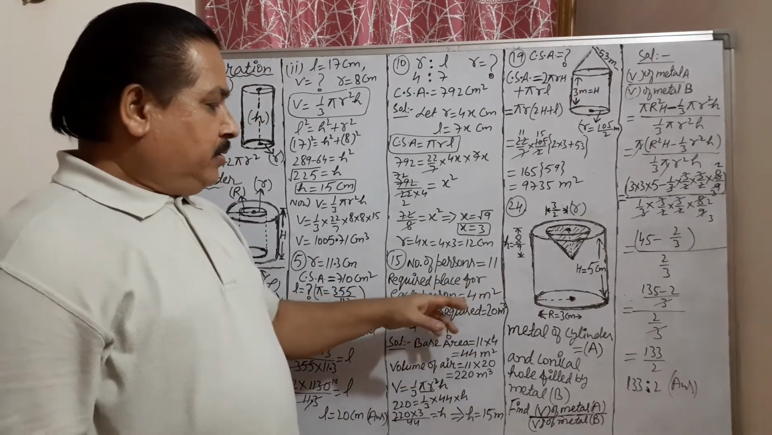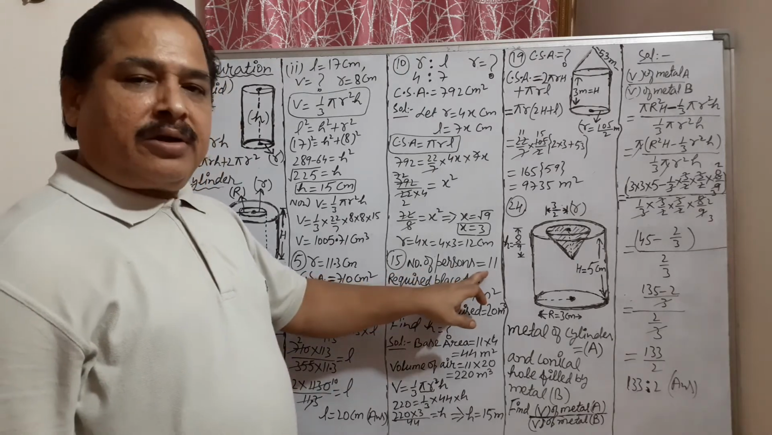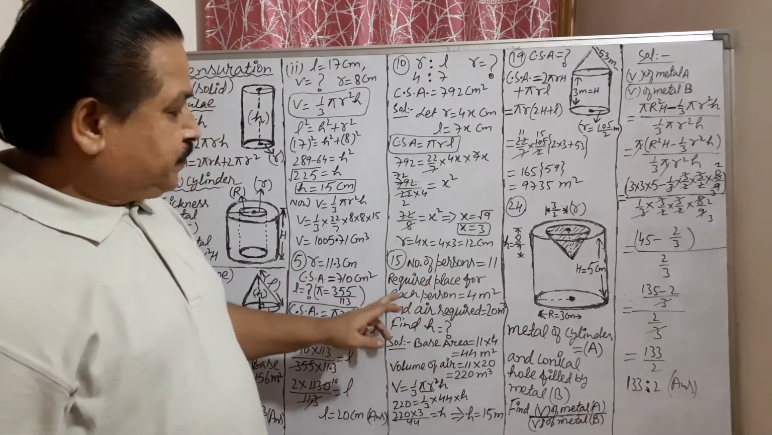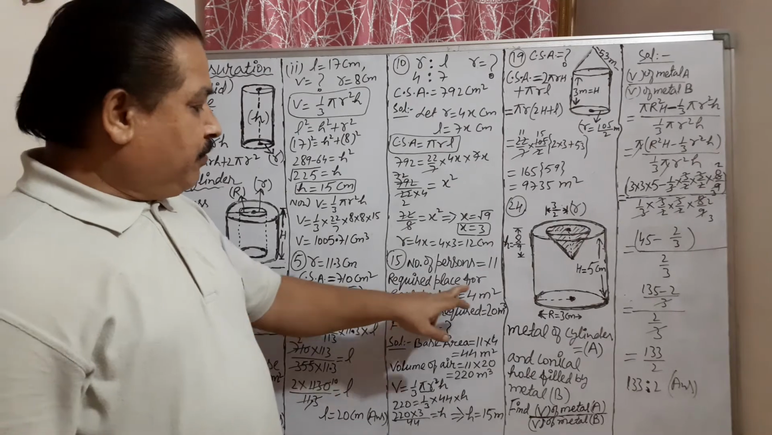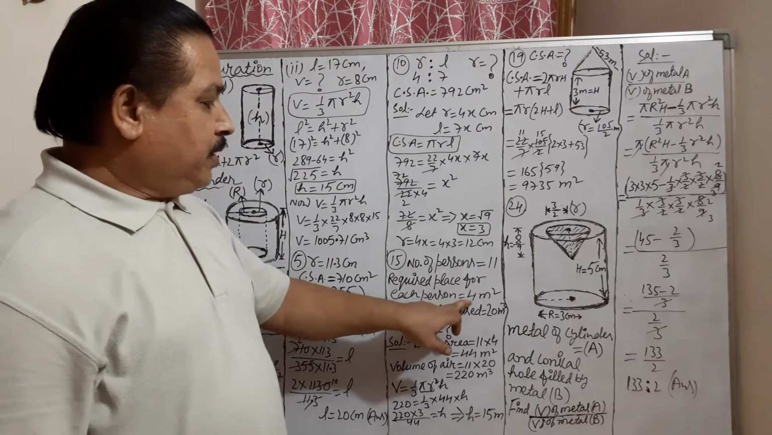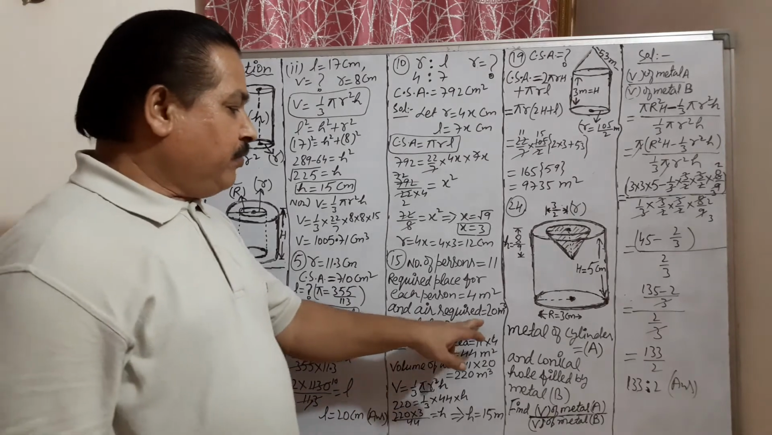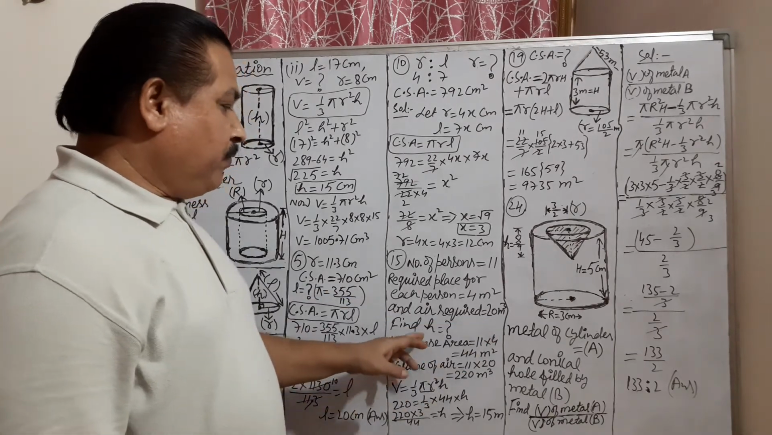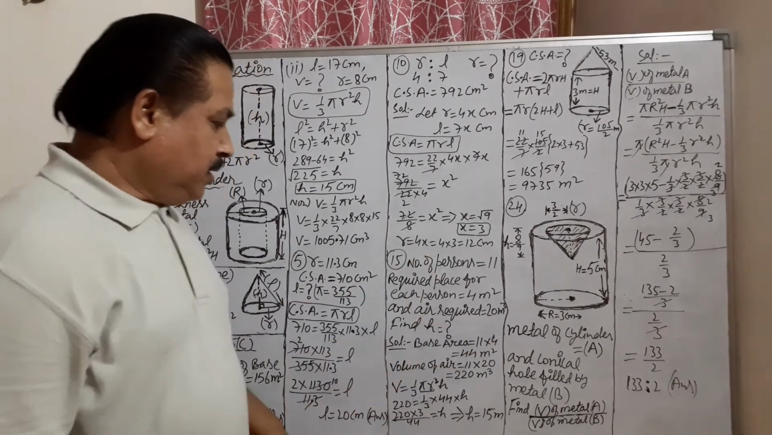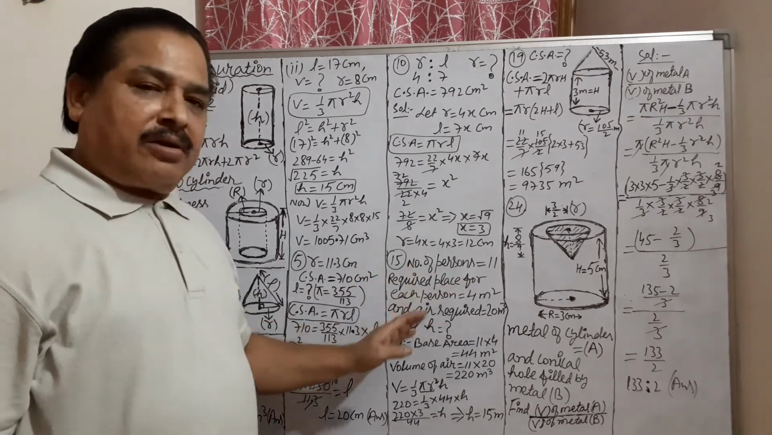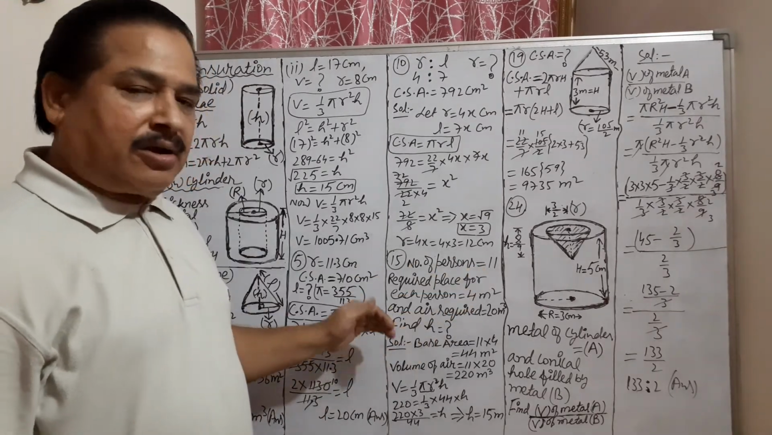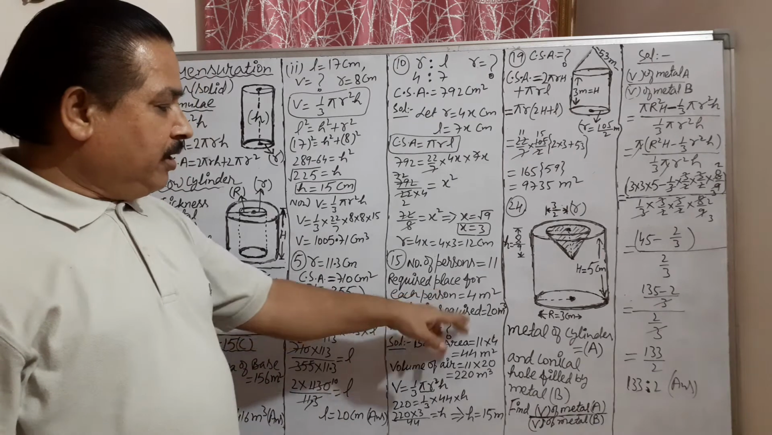11 persons have to stay in the tent. Now the required place for each person is 4 meter square, and the air required for each person is 20 meter cube. Find the height of the tent. So 11 persons are staying in the tent, and all these are given.